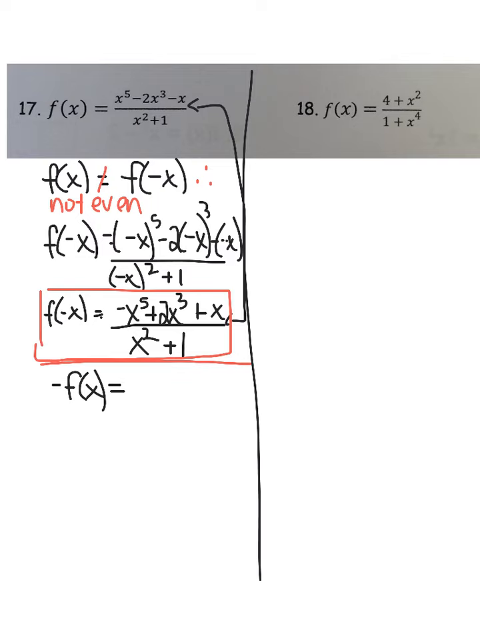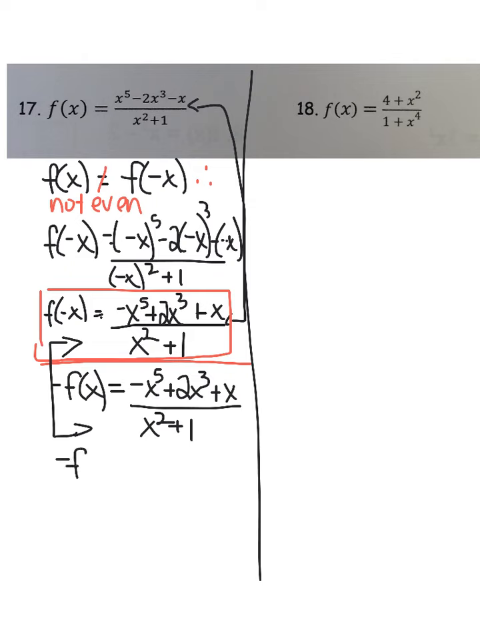So if I negate the numerator of f of x, the original function, I get negative x to the fifth, I get a positive 2x cubed, and I get a positive x. And then we keep the denominator the same, okay? So now, looking at these two right here, I see that those do match. So negative f of x equals f of negative x, so therefore it is an odd function. Okay? All right, let's look at 18.